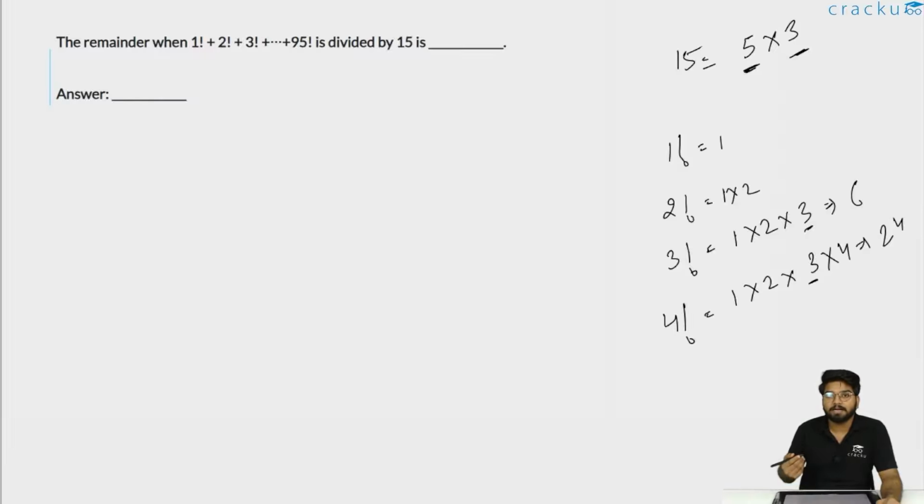divisible by 15. Now let's check 5 factorial. It is 1 into 2 into 3 into 4 into 5. That is 120. Now if you check in 5 factorial, it is a multiple of 3 as well as 5. It means 5 factorial is divisible by 15.